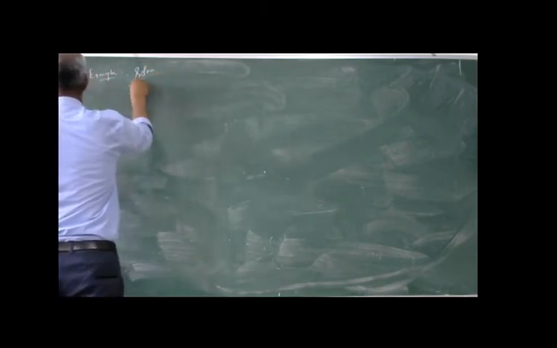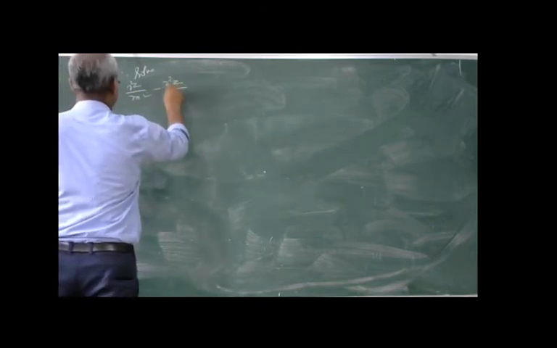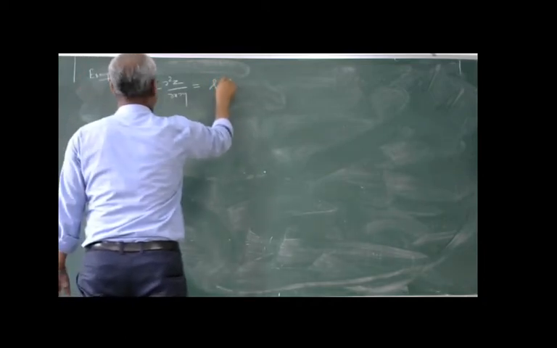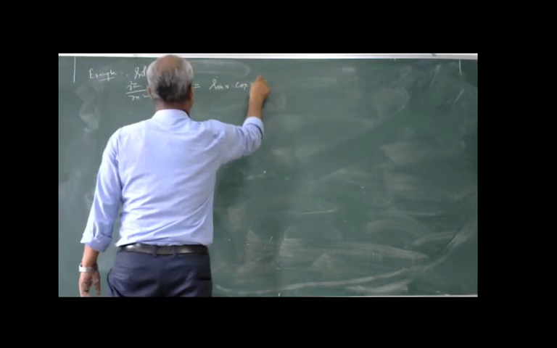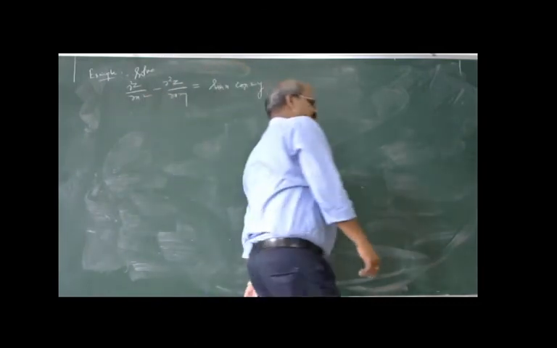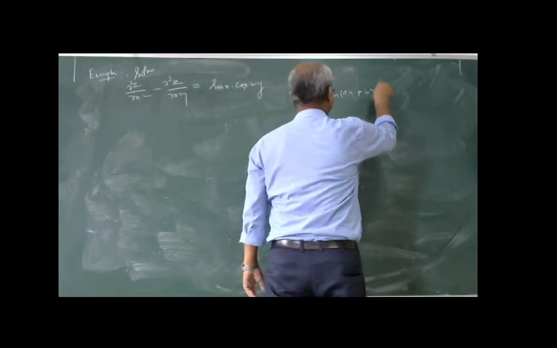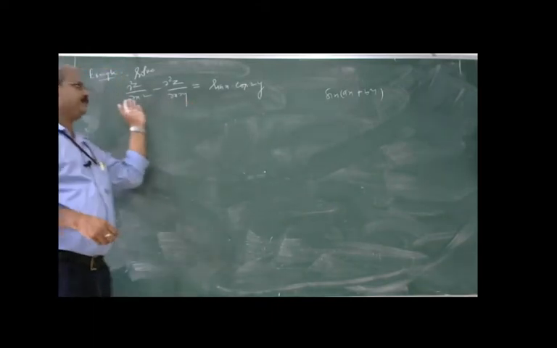Solve ∂²z/∂x² minus ∂²z/∂x∂y equals sin x into cos 2y. This is not a case of sin(ax+by). This is given in product form. So think upon it. It is very, very simple.